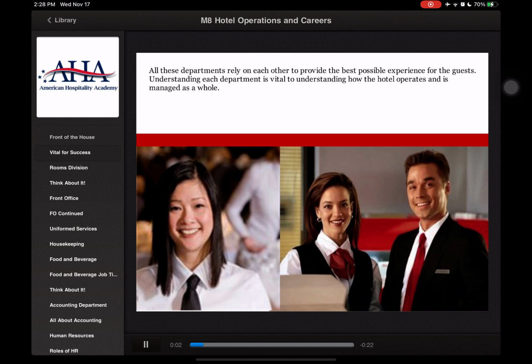Regardless if you work in the front or back of the house, a variety of responsibilities and duties exist within each department. All these departments rely on each other to provide the best possible experience for the guests. Understanding each department is vital to understanding how the hotel operates and is managed as a whole. Let's begin with Rooms Division.